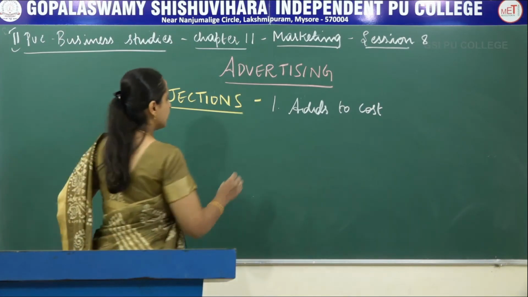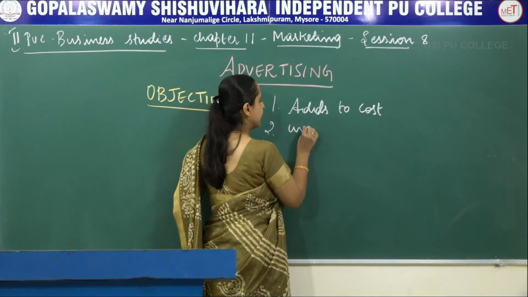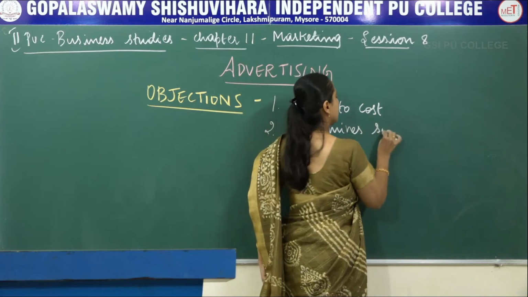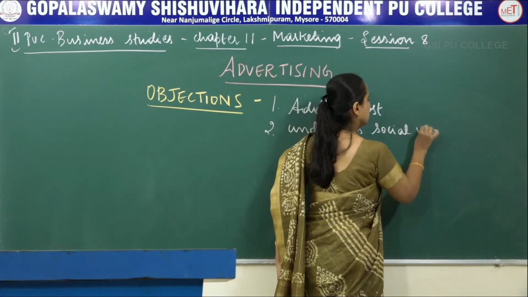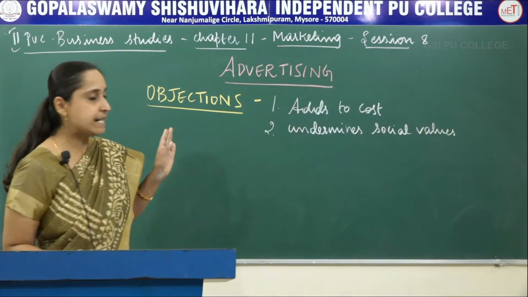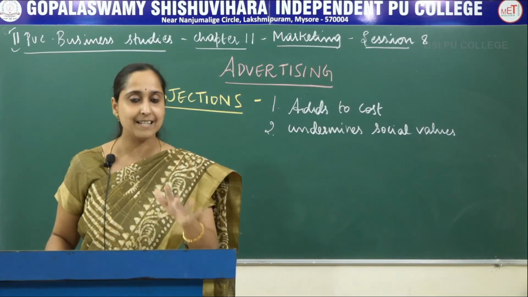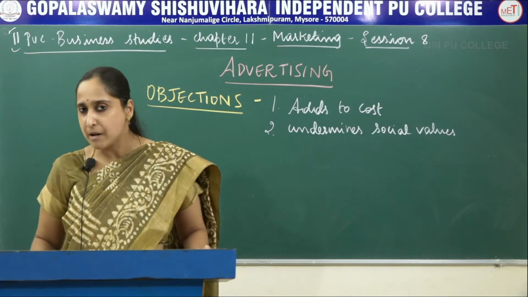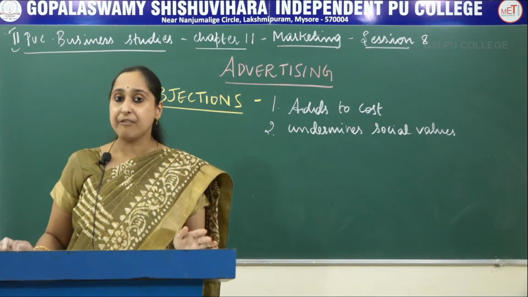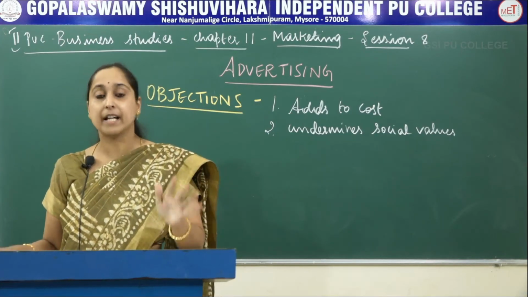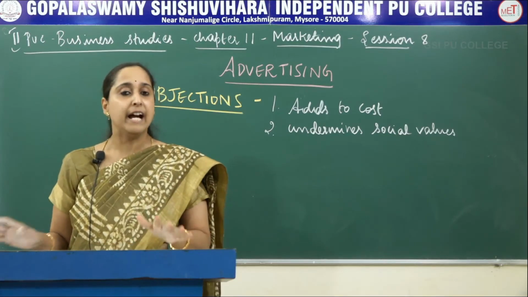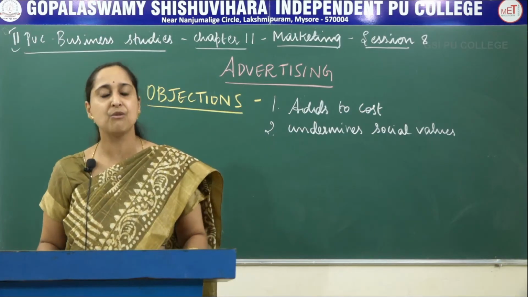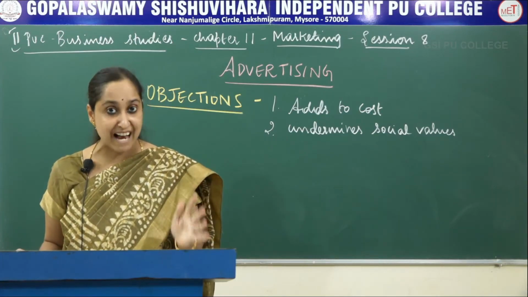Second one is it undermines social values. Undermines means it lessens the effectiveness. Undermines social values means it lessens the effectiveness of social values. In advertising, the companies will not give any importance to social ethics or values.